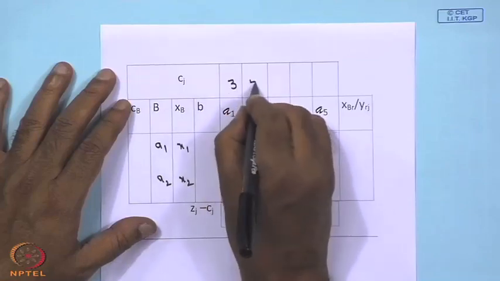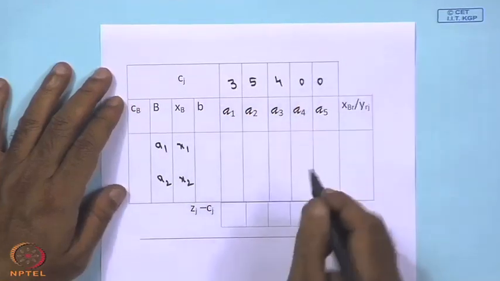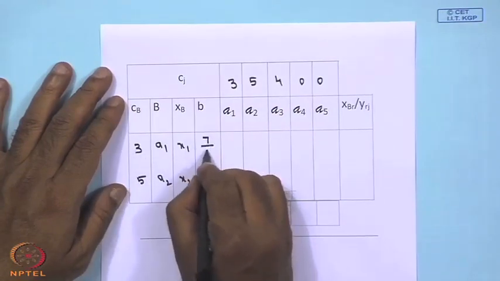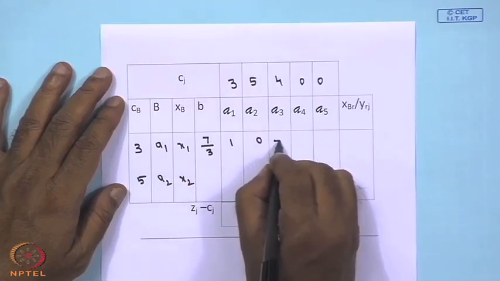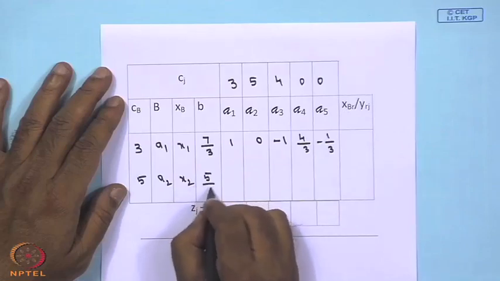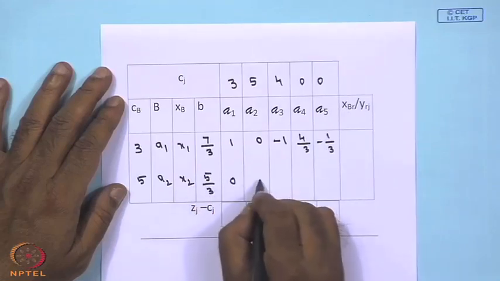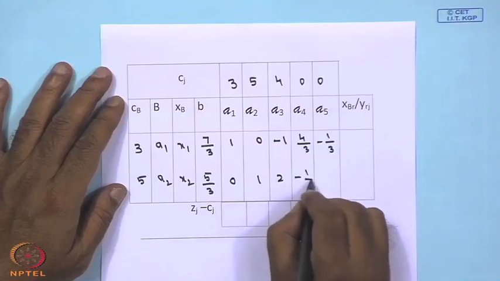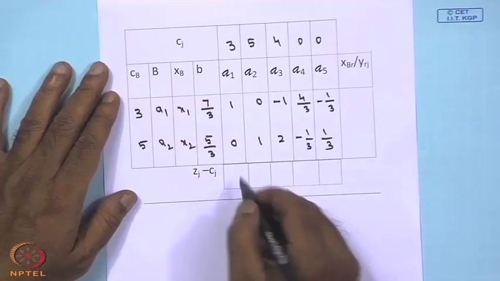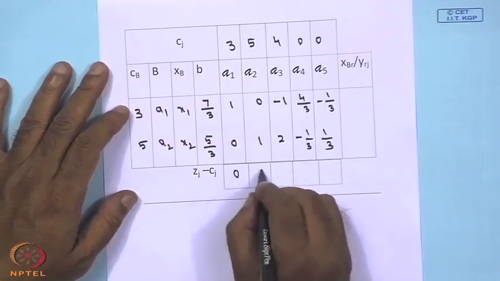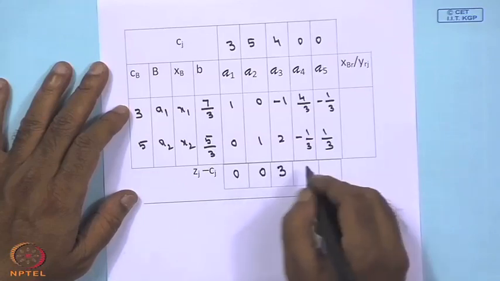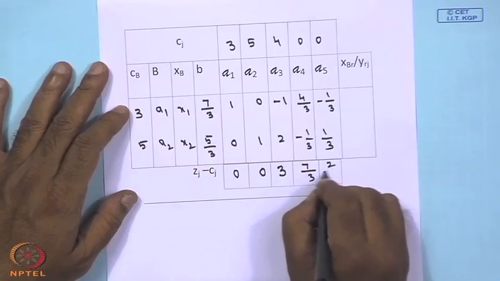So, I am not talking about that. This is 3, 5, 4, 0 and 0. So, A1 is 3, A2 is 5. I am writing directly 1, 0, minus 1, 4 by 3 and minus 1 by 3. This will be 5 by 3, 0, 1, 2, minus 1 by 3 and 1 by 3. If you calculate now Zj minus Cj values, you will get this is 0, this is 0, this will become 3, then 7 by 3 and 2 by 3.